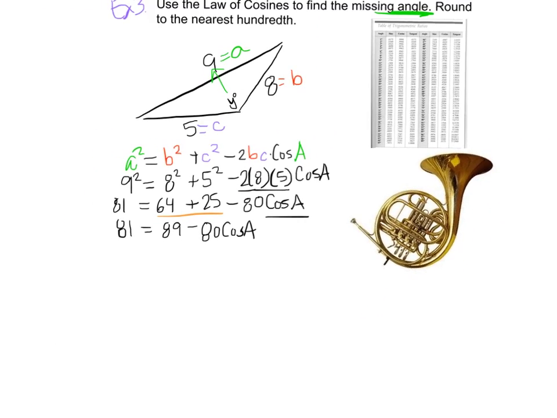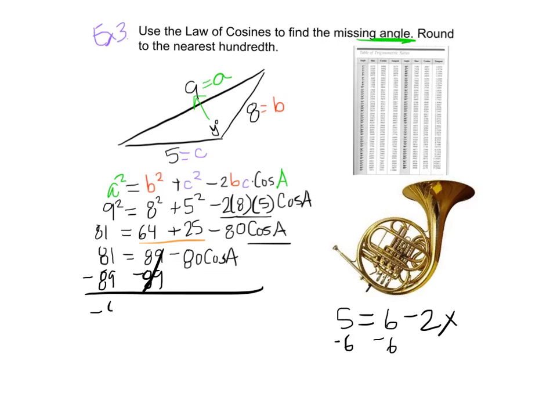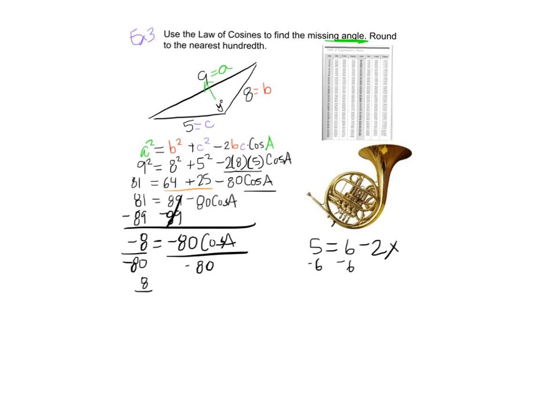I'm going to move this up a little bit. I want you to imagine for a second that this is 5 equals 6 minus 2x. If you were going to solve for x, you obviously would subtract 6 from both sides. And that's what we're going to do. We're going to subtract 89 from both sides, and we get negative 8 equals negative 80 times the cosine of A. From here, I would divide by negative 80 on both sides, and you get 8 divided by 80, I ran out of space, equaling the cosine of A.